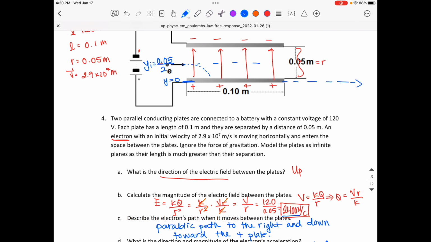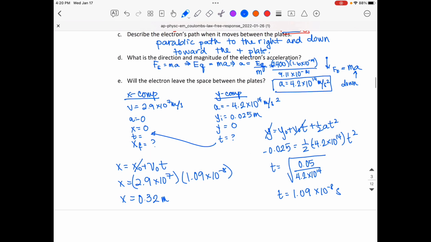So the projectile is actually going to land past the plate, which means that our answer, will it leave the space between the plates? Yes.